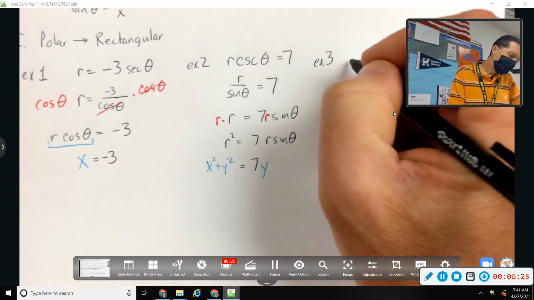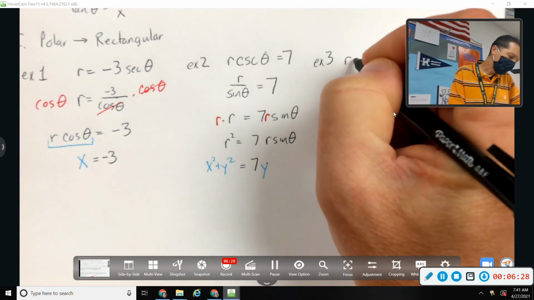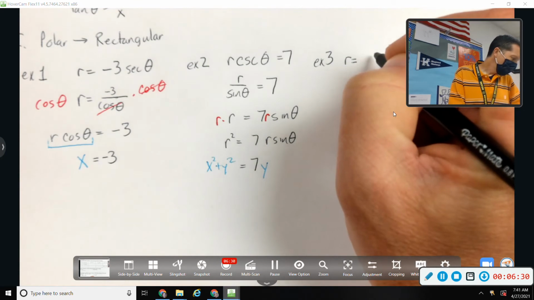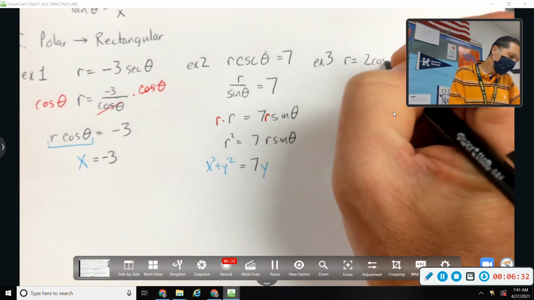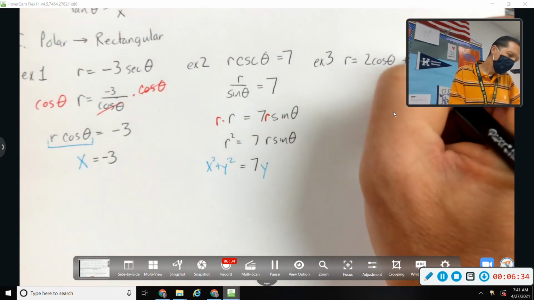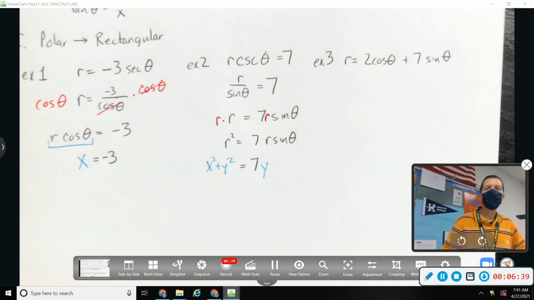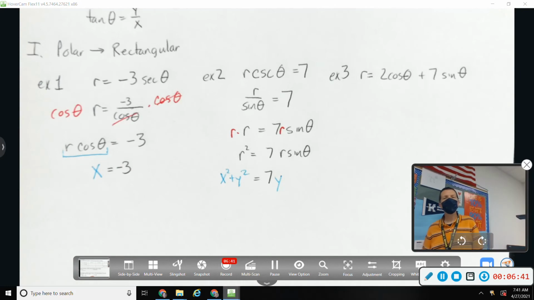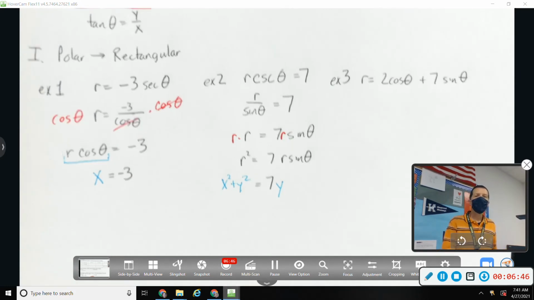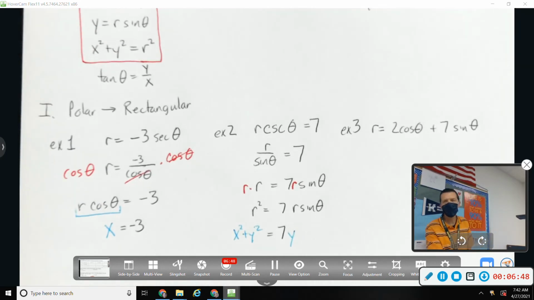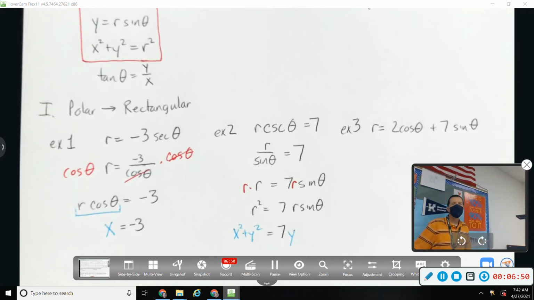All right, let's do one more. And then we'll switch to rectangular to polar. r equals 2 cosine theta plus 7 sine theta. Again, it requires a little bit of creative algebra to make things work. Any idea what we could do to that one to basically make all three pieces of that work?